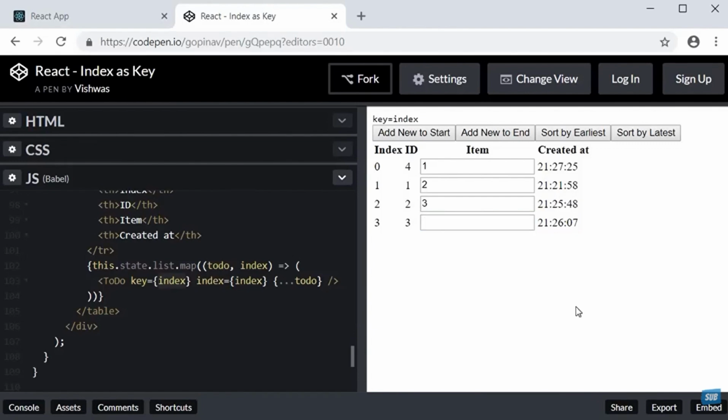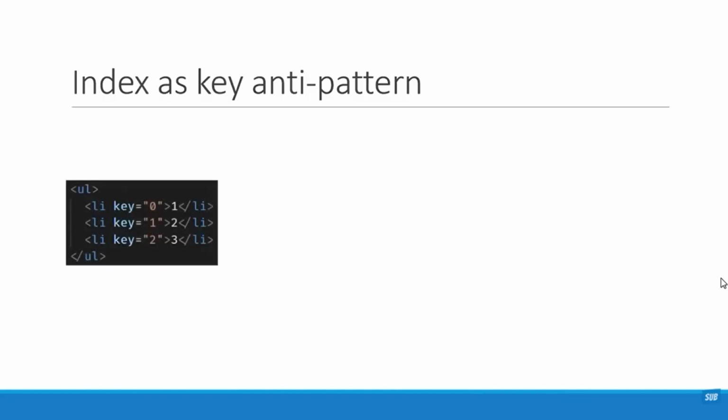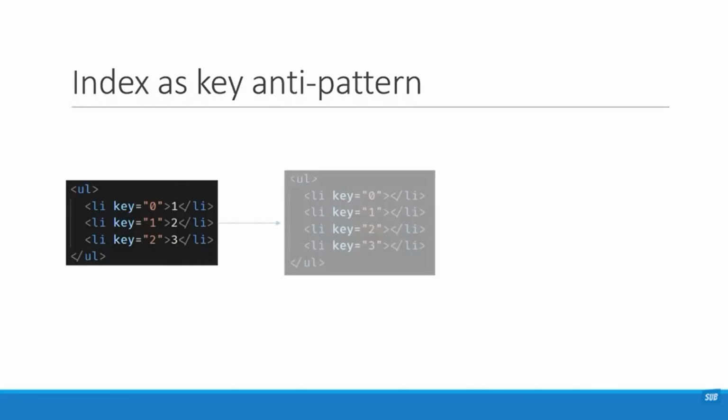This is the problem of using the key as index. Let me show you how React interprets the update. Initially, we have the 3 items with the index as keys. For key 0, there is a value of 1. For key 1, there is a value of 2. And similarly, for key 2, there is a value of 3.